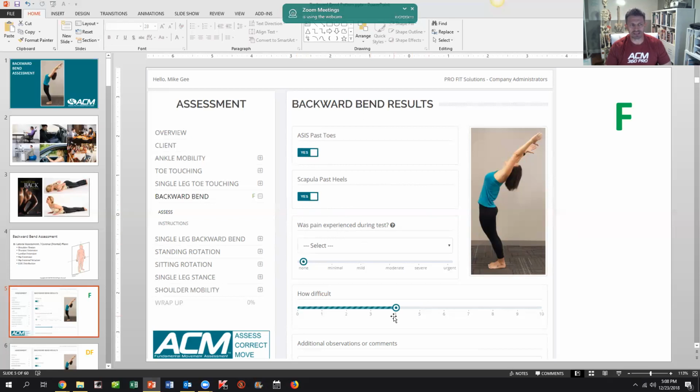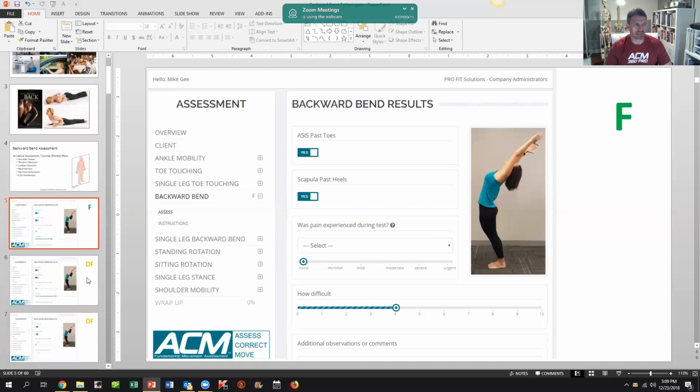And with 2 yeses, the computer will ask you how difficult it was. In this example, it was a 4. With a 4 or less, it will always kick you back with a functional result. Okay, let me go to the next slide.